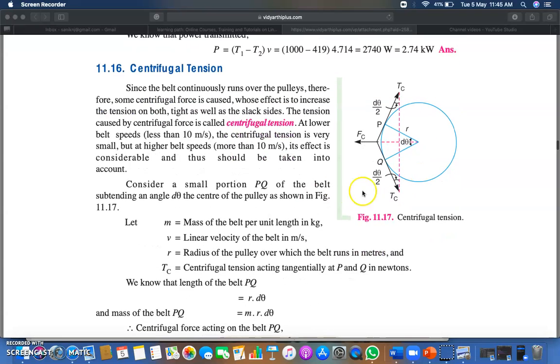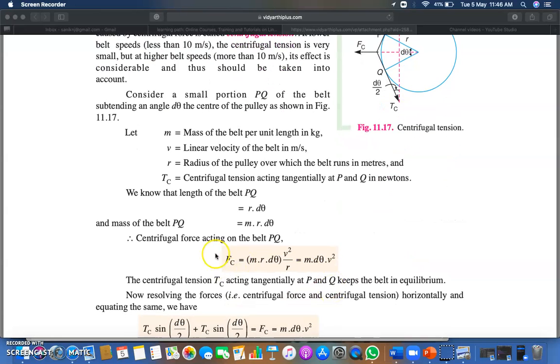Okay, now we have taken a smaller portion PQ here and subtended an angle d theta, where m is the mass of belt per unit length in kg, v is the linear velocity of the belt, r is the radius of the pulley over which the belt runs in meter. Tc is the centrifugal tension acting tangentially at P and Q in newtons. Now the centrifugal force acting on the belt is m r omega square, or m v square by r. We have taken m as m r into d theta here, which will be equal to m d theta into v square.